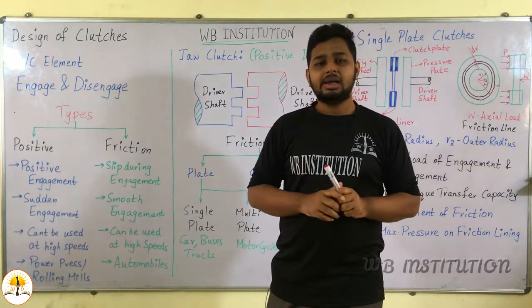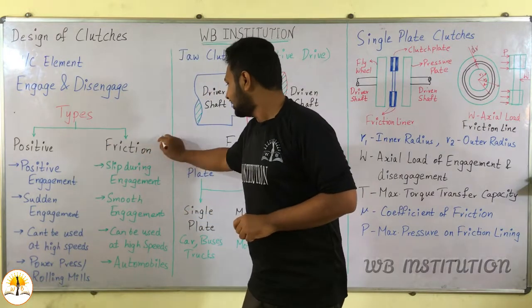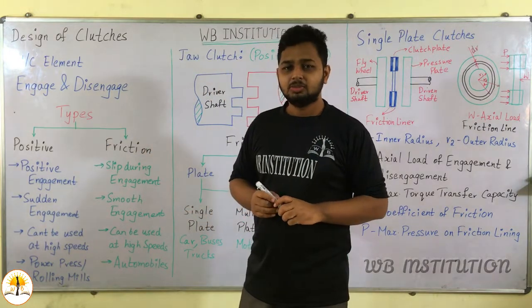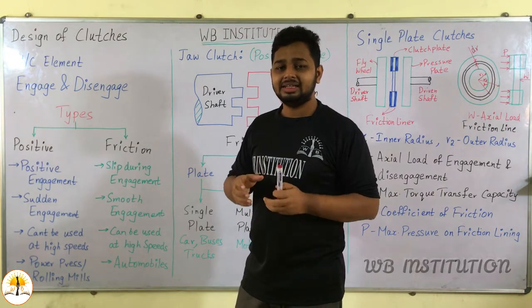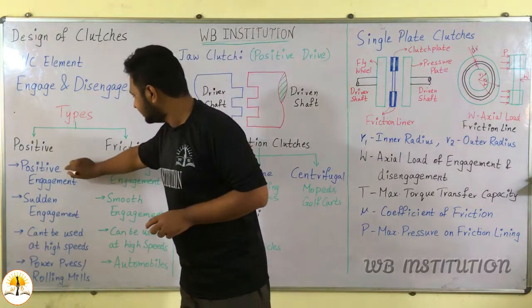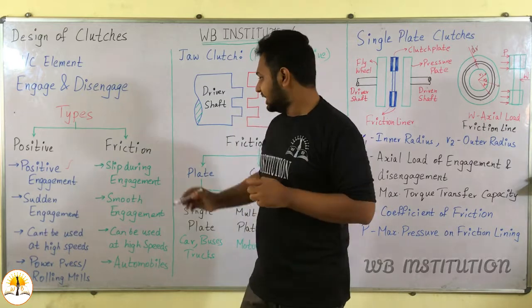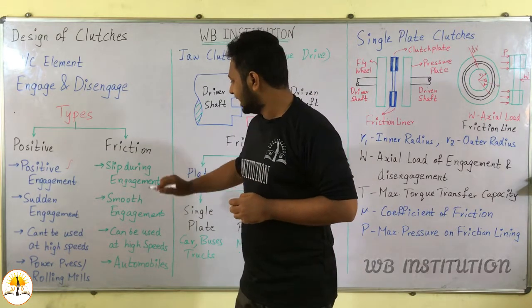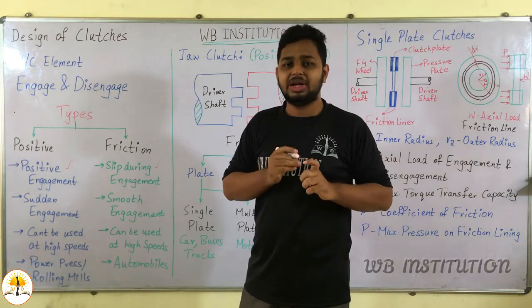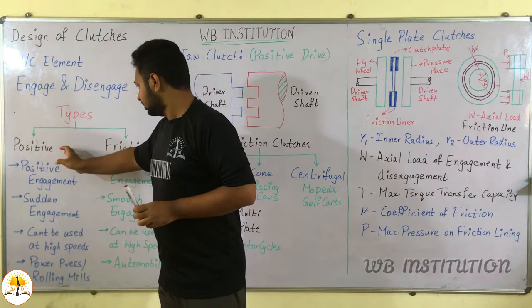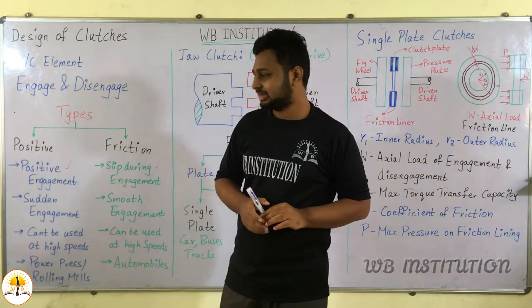So clutches are mainly of two types. One is the positive clutch and the other one is the friction clutch. In positive clutches, there is no friction generated, and there is a positive engagement between the driver shaft and driven shaft. And in friction types of clutches, a slip is produced during engagement. In the case of positive clutches, there is no slip produced.